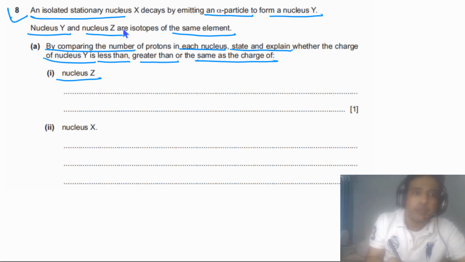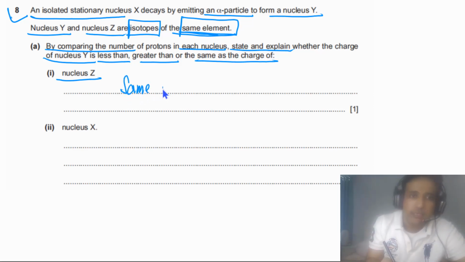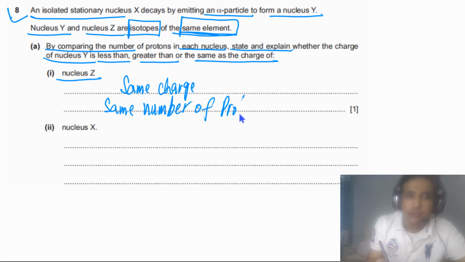If you look at the question, it is given to us that Y and Z are isotopes of the same element. Isotopes of any element have the same charge. So simply we can say they have the same charge. Now we need to state why they have the same charge: because they have the same number of protons in the nucleus. So this is how we can answer this question.